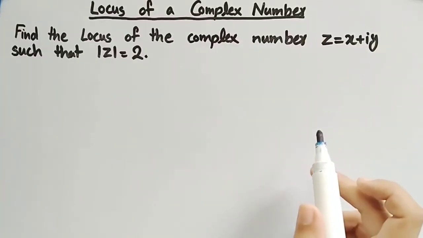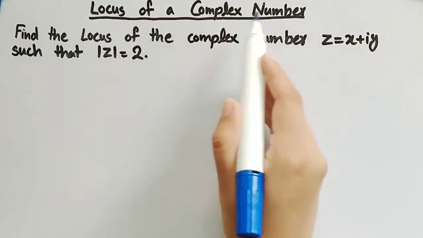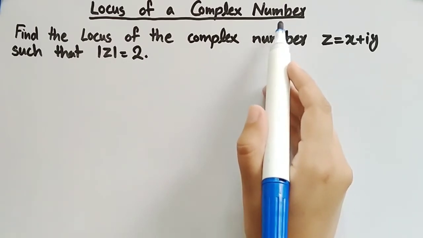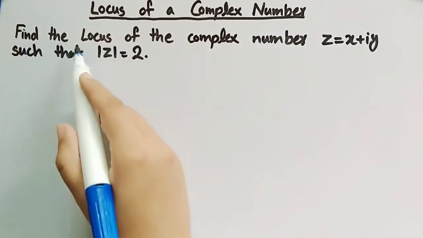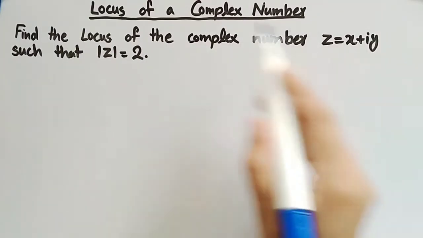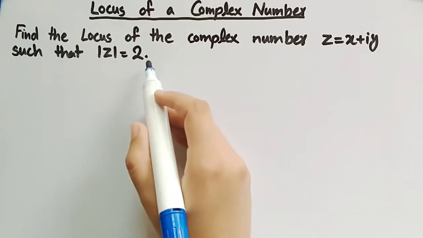In this video, we will learn how to find the locus of a complex number. For this, we will discuss two examples. The first one is: find the locus of the complex number z = x + iy such that mod of z is equal to 2.